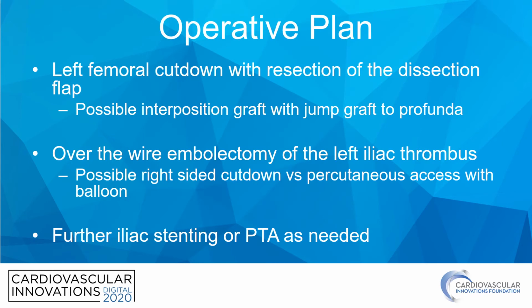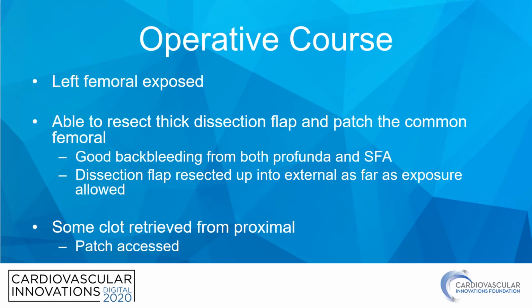So his operative plan was a left femoral cut down with resection of the dissection flap, realizing that this may require an interposition graft for the common femoral and a jump graft to the profunda, depending on how that dissection flap anatomy looked. Then planning over-the-wire embolectomy of the left iliac thrombus with a possible right-sided cut-down versus percutaneous access, depending upon where the clot lay in relation to the aortic bifurcation and whether a stent could be placed at the very origin of the left common or if he would require kissing iliac stents.